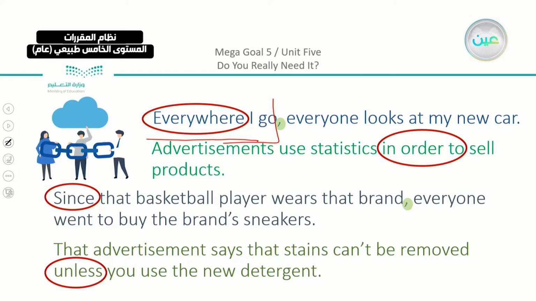And the last one, we have here, advertisement says that stains can't be removed. This is a complete idea. But if I delete it and just say, unless you use the new detergent, there is something missing. So this is going to be our lesson. Now you get the point. We have here complete sentences. They have two parts, and the two parts are called clauses. One gives a complete idea, one doesn't. And with the one that doesn't, we have a conjunction. Here we are going to see our lesson completely. Let's move on.